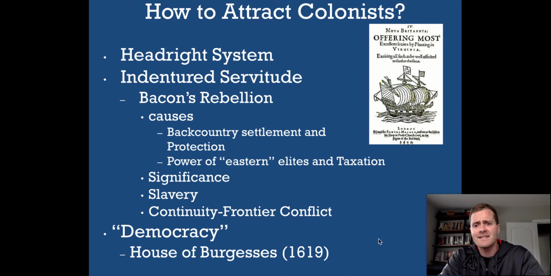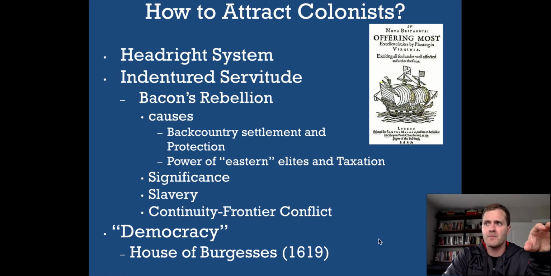Again, I said 1676, an important turning point year for you to know. It's going to be significant because it is black and white individuals rebelling together, men and women rebelling together. And the rebellion itself is a demonstration of class conflict. It is the lower class rebelling against the upper class. And that's important.